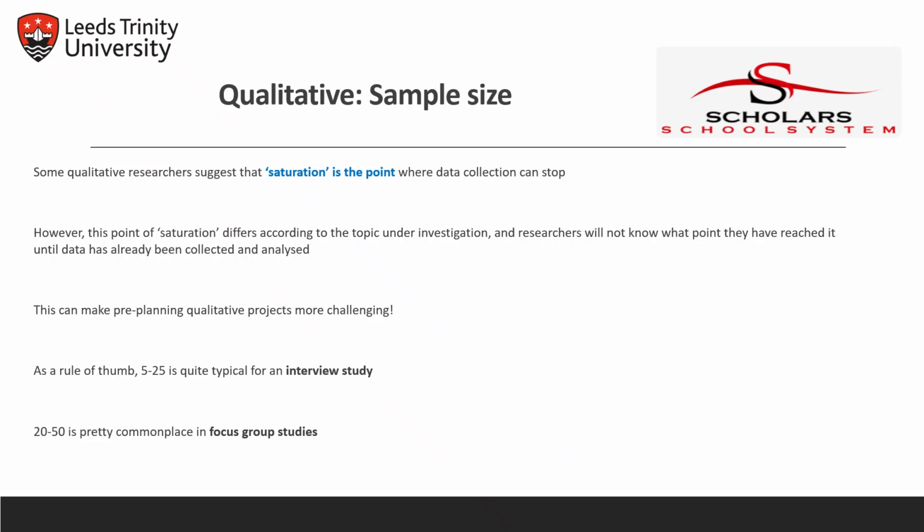of research. So, according to the rule of thumb, a sample size of 5 to 25 is more suitable for an interview study. Similarly, for focus group studies, 25 to 50 participants are commonly used.